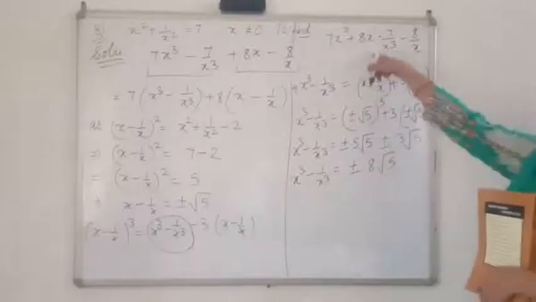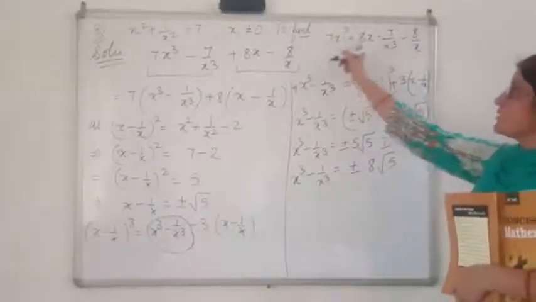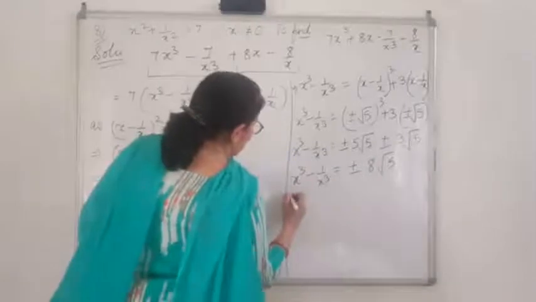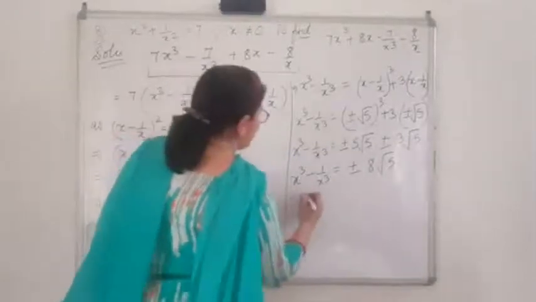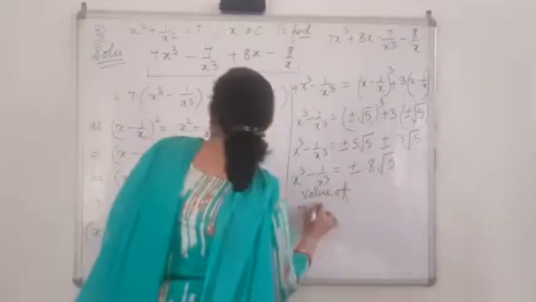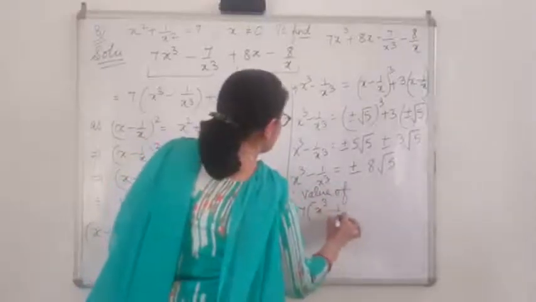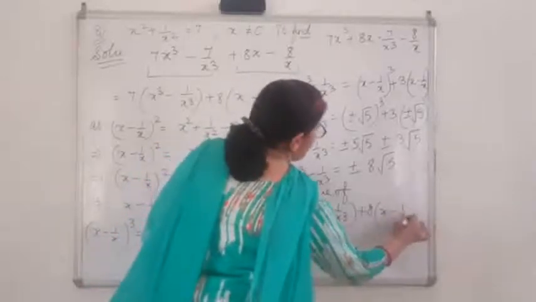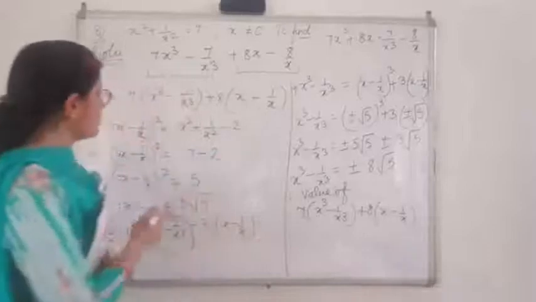This only you have to find. Now we have to find the value of these terms. So we substitute the values now because you have to find the value of 7 into x cube minus 1 upon x cube plus 8 into x minus 1 upon x. Here we can substitute these two values.